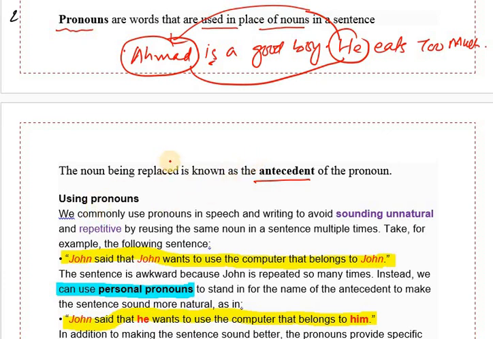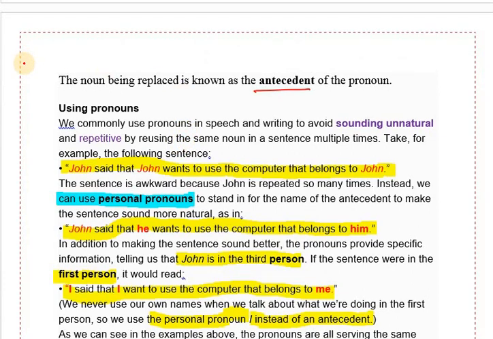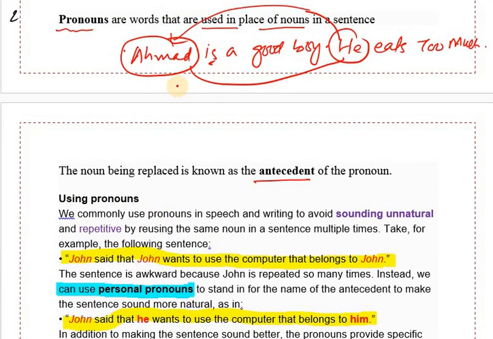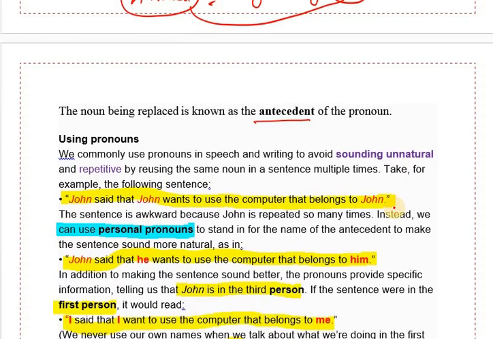Also, using pronouns, there are many factors which are involved here. The first one is, if I check this one sentence: Ahmad is a good boy and Ahmad eats too much and Ahmad blah blah blah, etc. So this is a little bit unnatural, right?